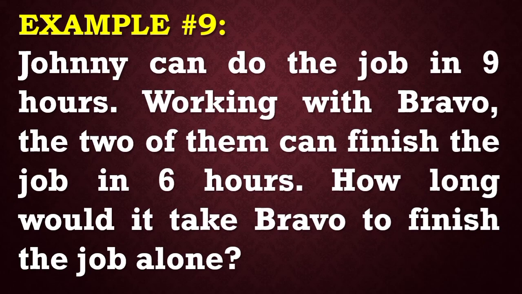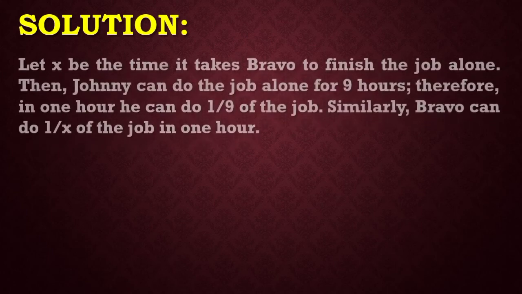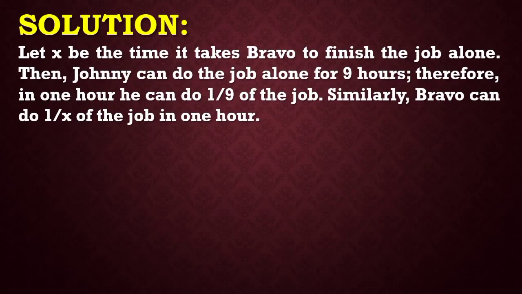So, and then, ang tanong natin, gaano katagal ang oras ni Bravo para matapos yung trabaho ng mag-isa? So, yung kay Johnny, hindi na natin isosolve kasi given naman siya, which is 9 hours. So, yung oras lang ni Bravo. So, for the solution, let X be the time it takes Bravo to finish the job alone. Then, Johnny can do the job alone for 9 hours. Therefore, in 1 hour, he can do 1 over 9 of the job. Similarly, Bravo can do 1 over X of the job in 1 hour.